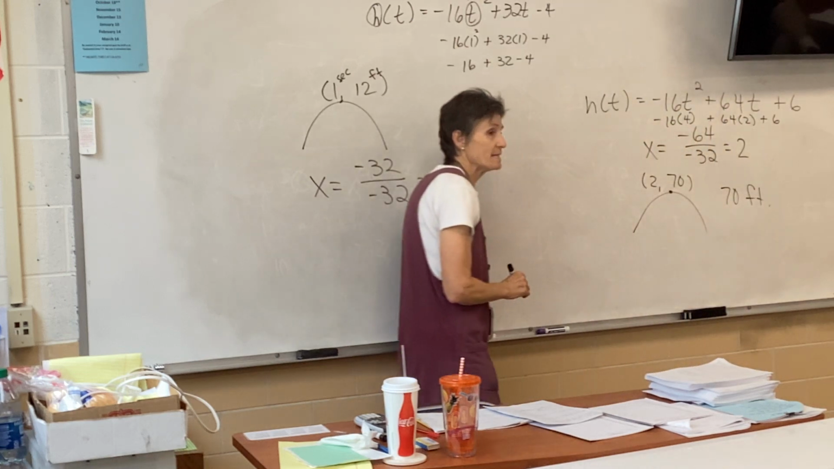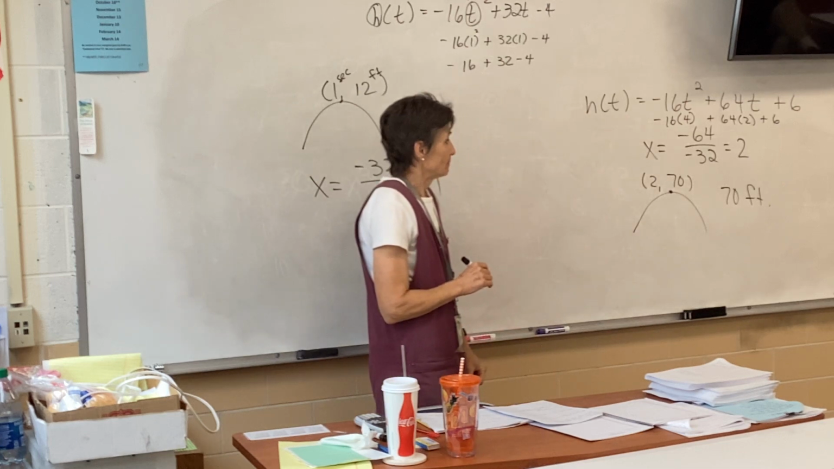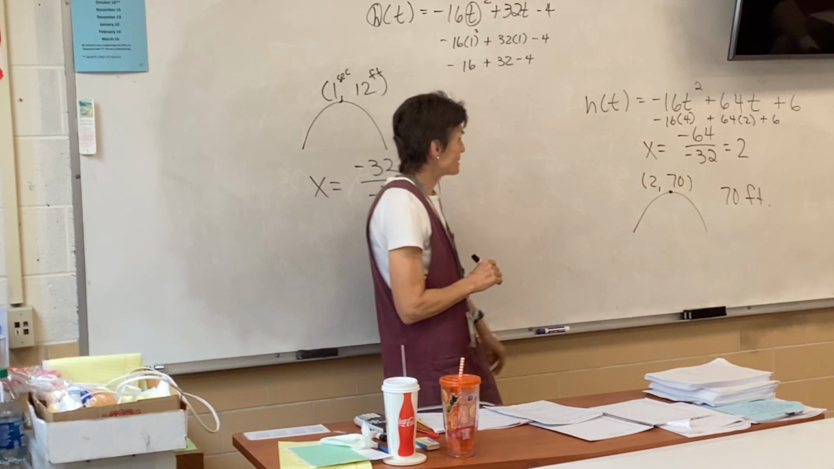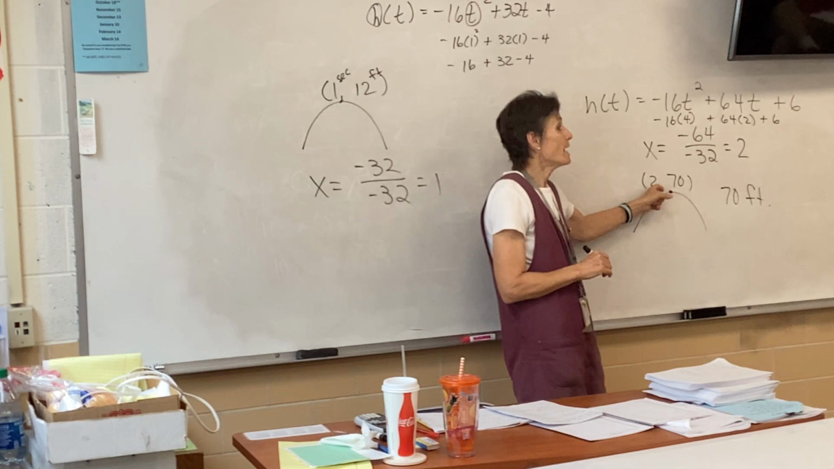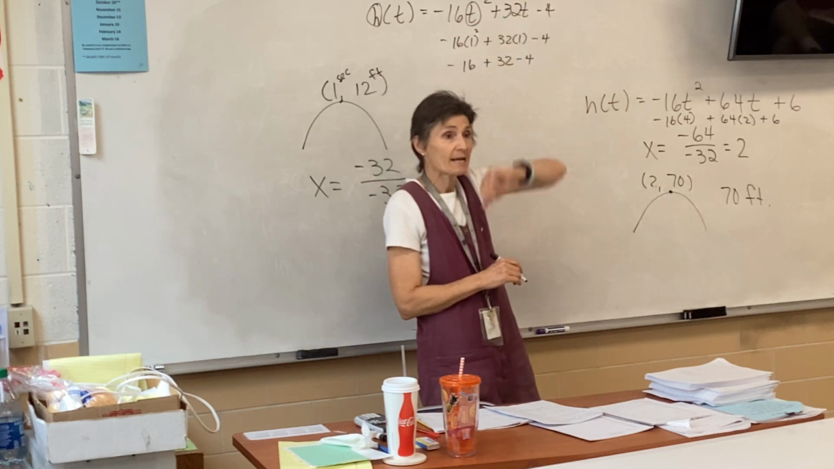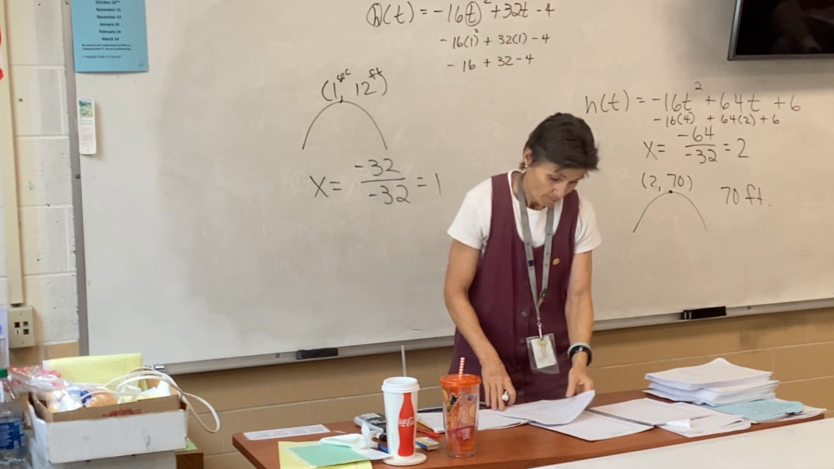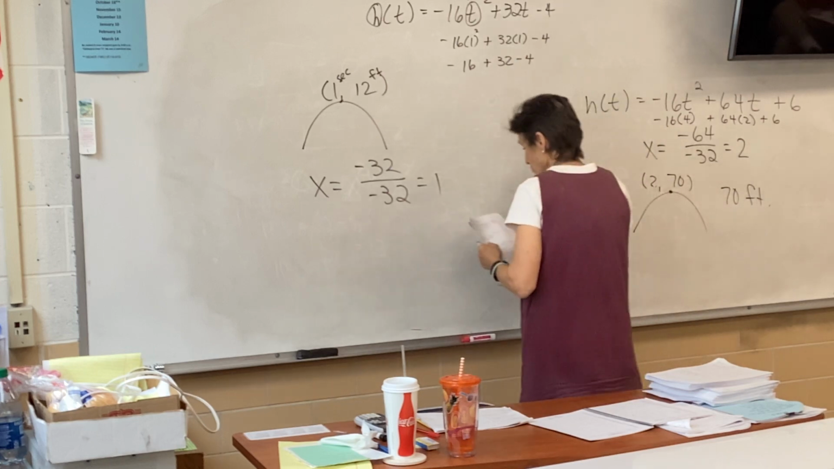These are always feet and seconds if that equation's being used. So 70 feet. What does the 2 tell me? What's that 2 mean? That's when it reaches its highest point. So after 2 seconds, it's at its highest point. Perfect. All right, number 2.